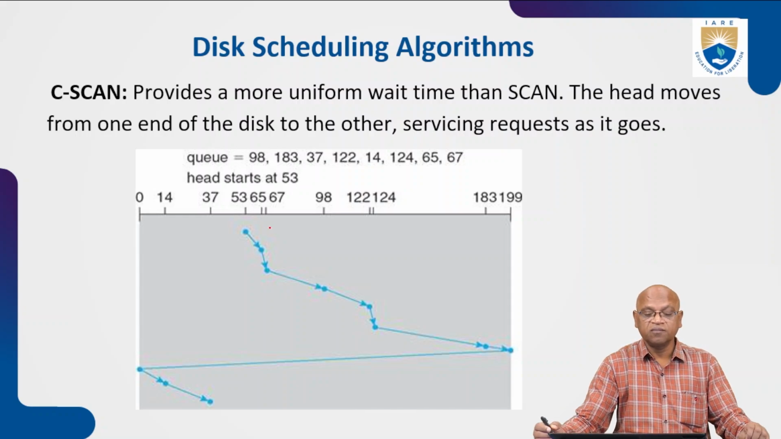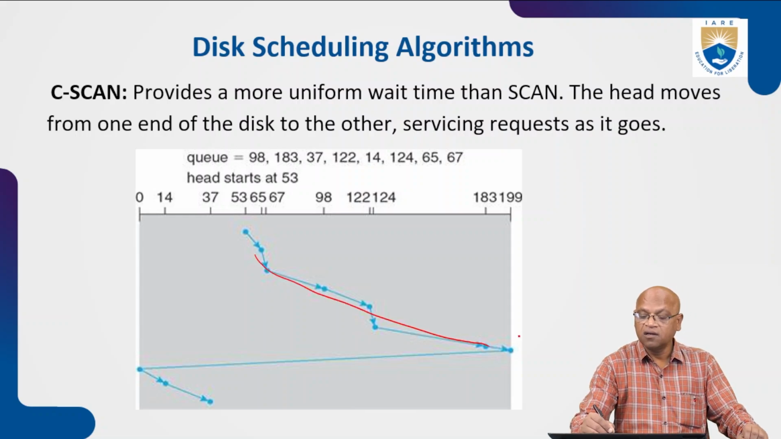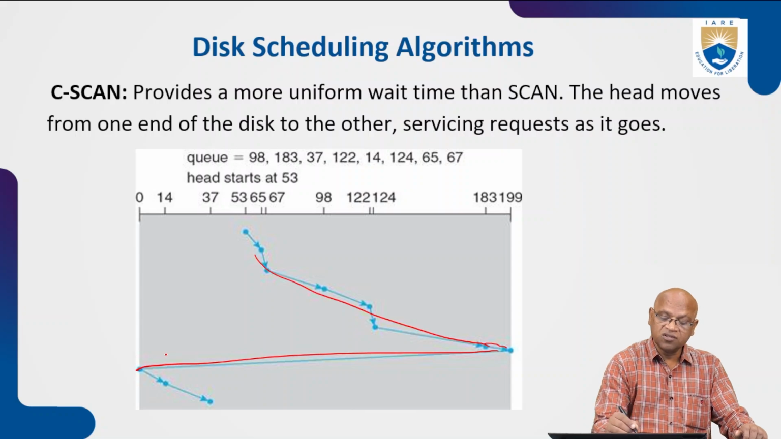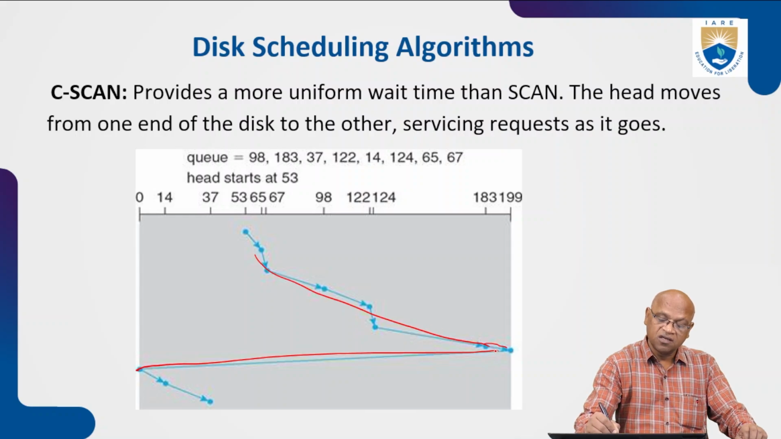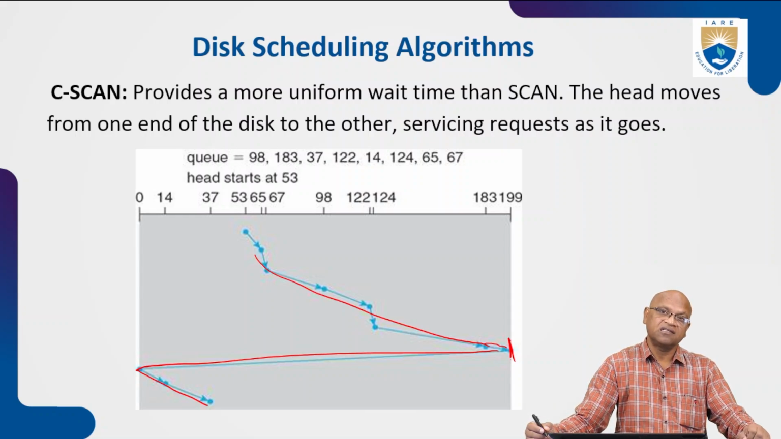See, initially it starts at 53 and goes in this direction. Wherever a cylinder is there, it goes. If a cylinder is not there, it comes back from there like this. So when it is going in one direction, it will serve the disks. After reaching there, it will jump back again and start. This is the only difference between scan and C-scan.